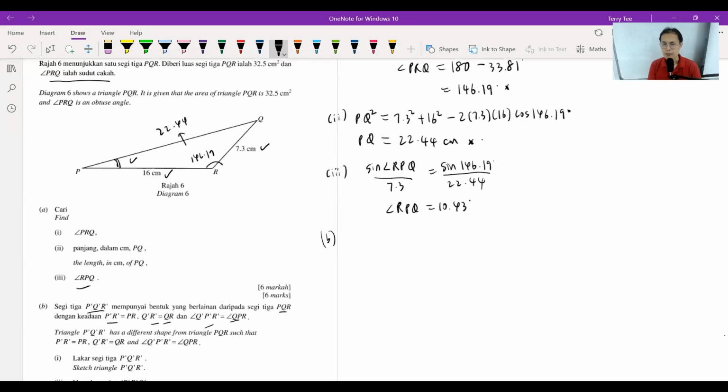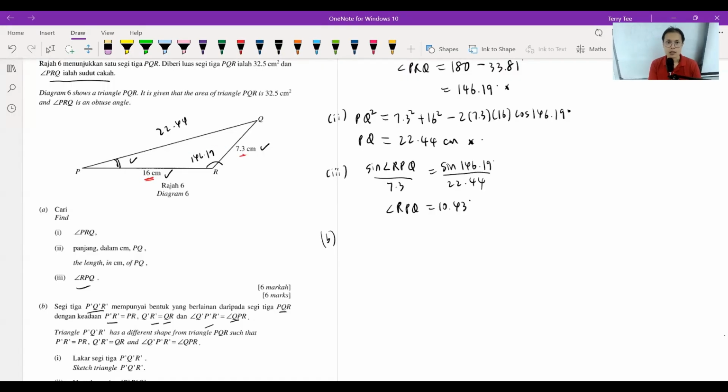The ambiguous case happens when the side opposite to the given angle must be shorter than the other given length. You need to maintain this, and 7.3 is shorter than 16. So we know there is an ambiguous case.